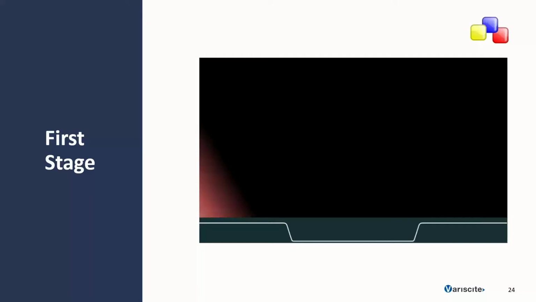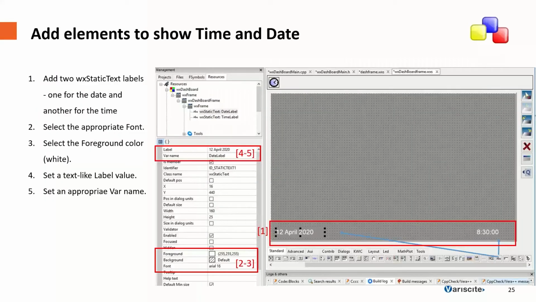Let's move on now. Here we have left the space for the date and the time, so we can start with the date and the time. We can introduce two wx static text labels. We will initialize the label with a default value, the one in the label item. We will assign a variable name that we can use in the code later. We can change the background color, the font color, and basically this will be rendered to our display.